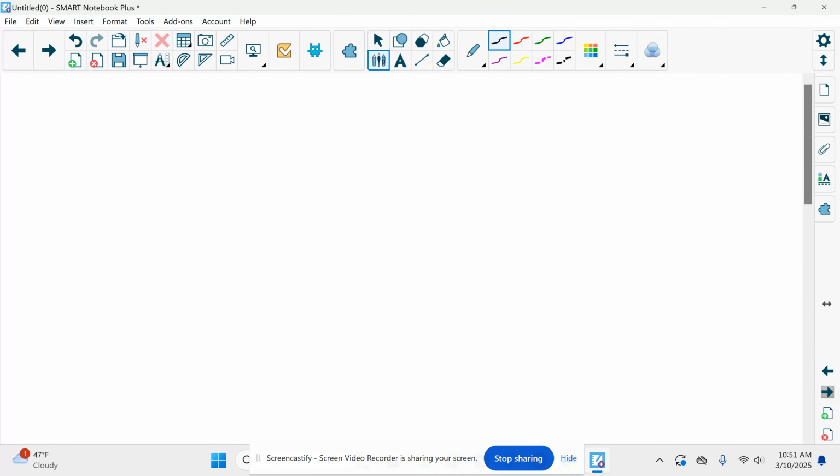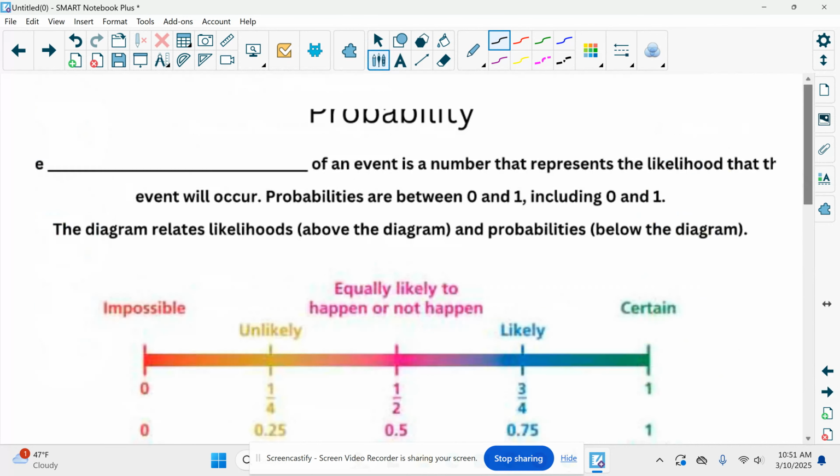Alright, so turn the page. You'll see Coach Jones' favorite chart of all the favorite charts that we learned about in school. Alright, we're talking about probability. Here's another key word. The probability of an event is a number that represents the likelihood that the event will occur. So likelihood is the same thing as what is the chance?